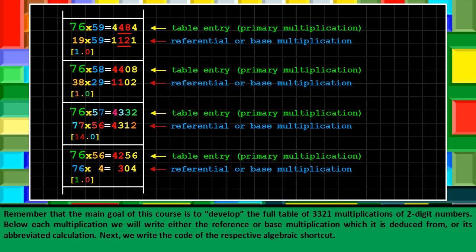Remember that the main goal of this course is to develop the full table of 3,321 multiplications of two-digit numbers. Below each multiplication, we will write either the reference or base multiplication, which it is deduced from, or its abbreviated calculation. Next, we write the code of the respective algebraic shortcut.